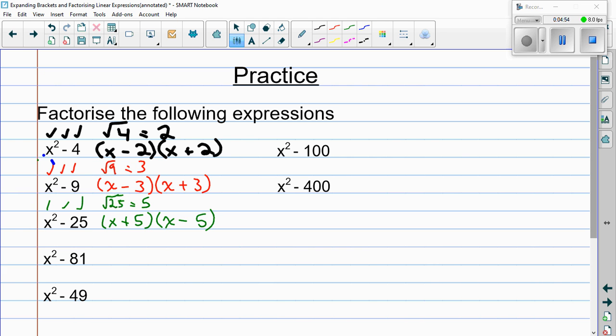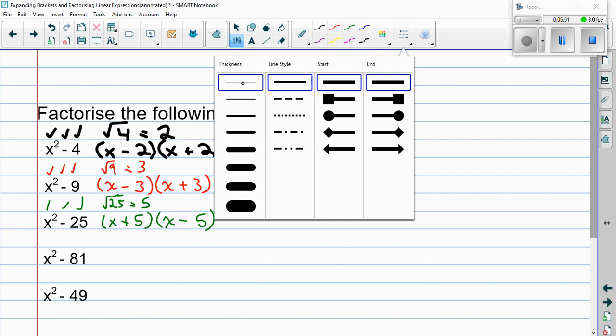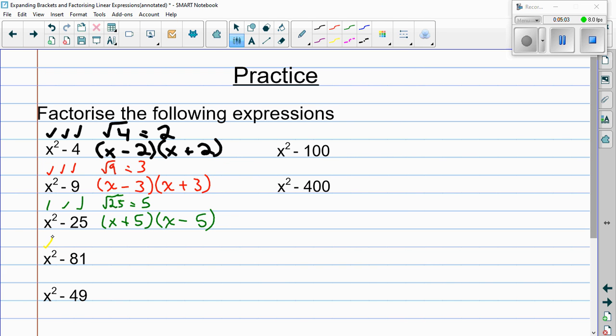Next one we're doing, we have x squared minus 81. So we have to check, is it an x squared? Sure is. It's a minus, it's a number. So here, we're going to take the square root of our constant, so the square root of 81, which is 9, and then we get x plus 9, x minus 9.